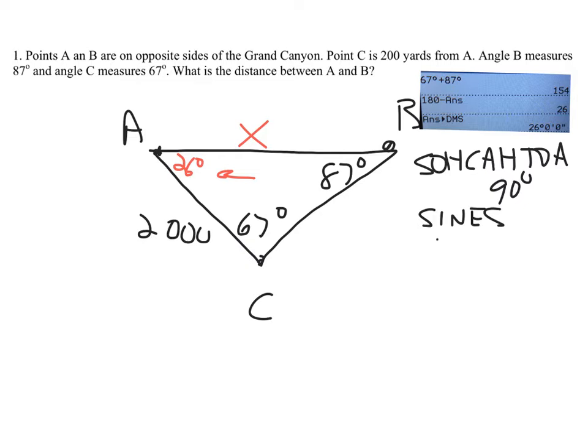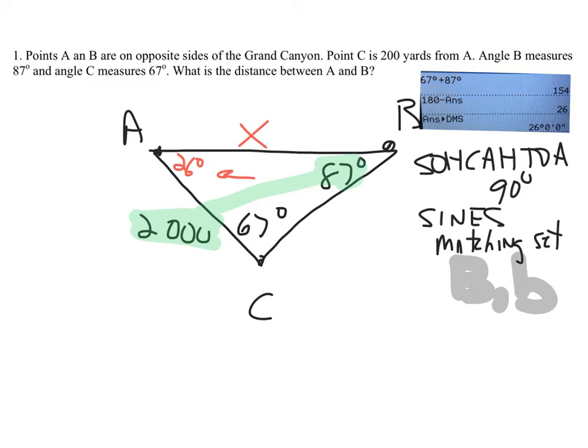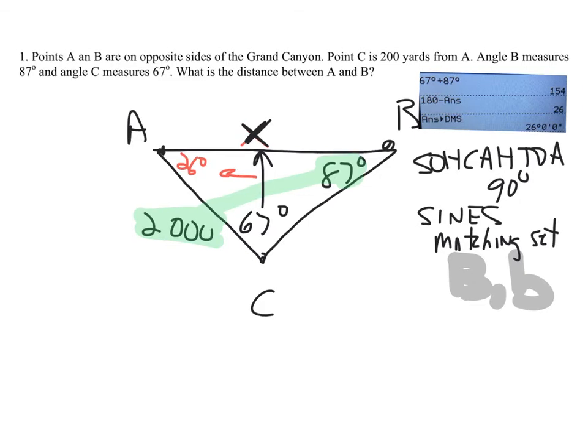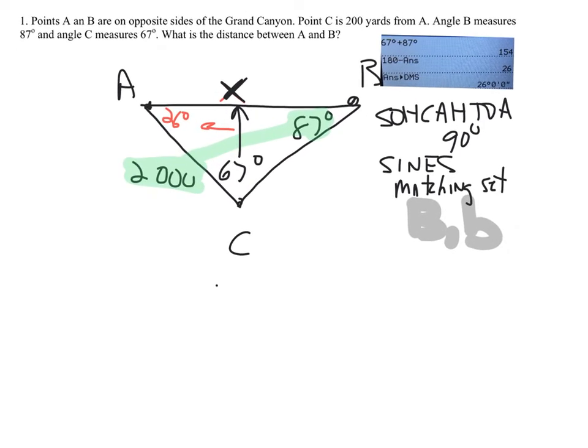To use the law of sines, we need a matching set of side and angle. And it looks like we do have that because we're given angle B and we're given side B. So my B's are my matching set, so I'm going to use the law of sines. And here they want us to find side C. So we're going to write little c over the sine of angle C. Now that equals my matching set, little b over the sine of angle B.